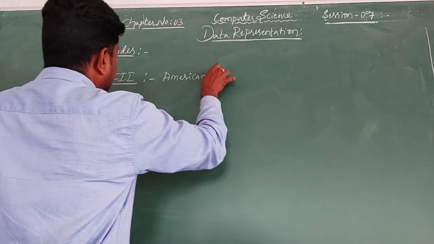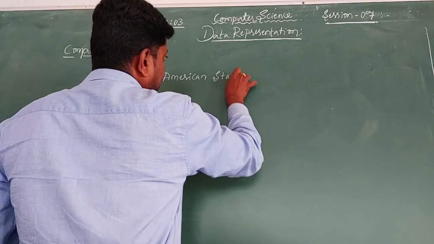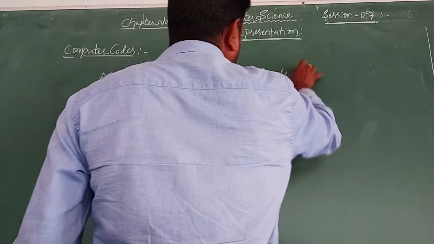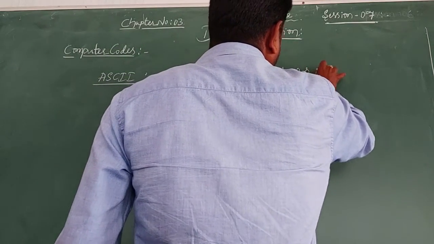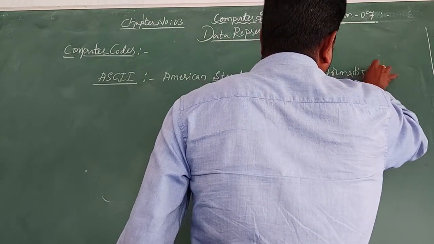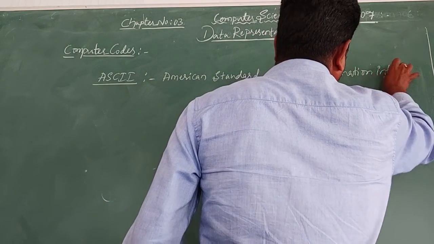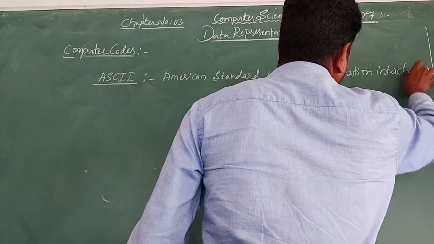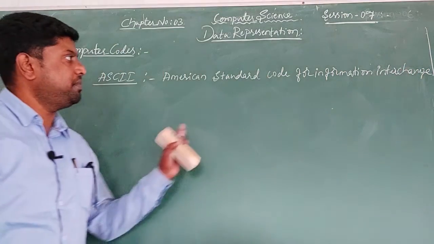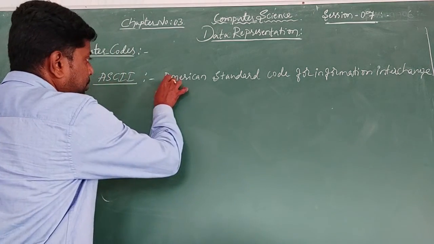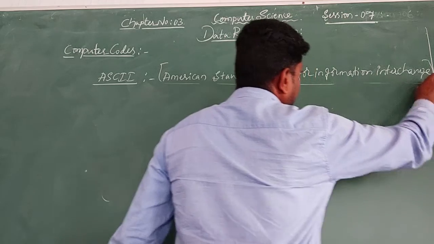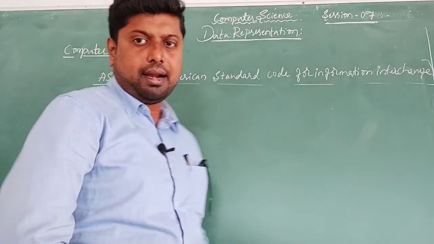American Standard Code for Information Interchange. Okay, American Standard Code for Information Interchange. So this should be the abbreviation of ASCII codes. So how are these codes represented?